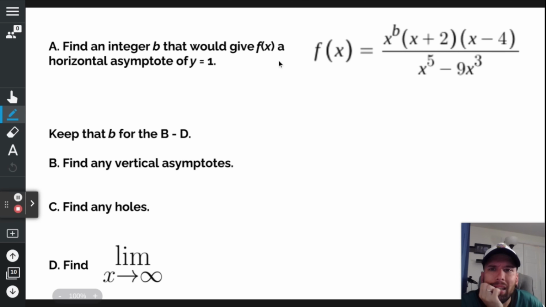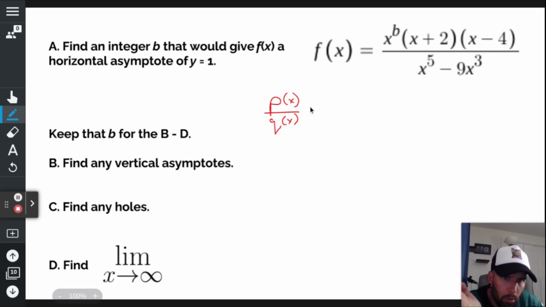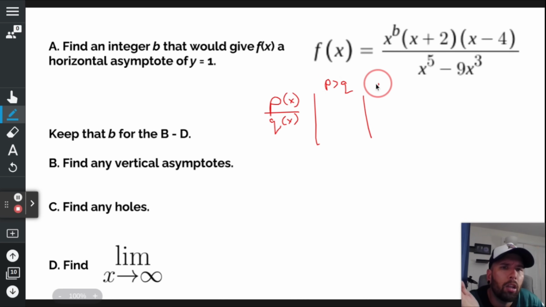Oof, gross. All right, so I have x to the b times x plus 2 times x minus 4. Find an integer b that would give f of x a horizontal asymptote of y equals 1. Okay, so we have to be careful here. Horizontal asymptotes live where your limit approaches infinity. Okay, so if I were to give you an example like this, there are three situations: P is bigger than Q, Q is bigger than P, and P equals Q.